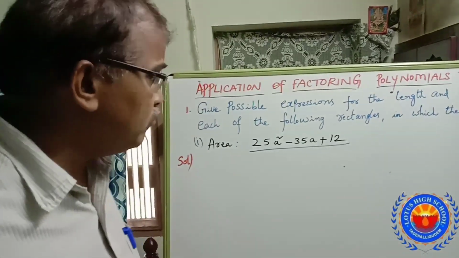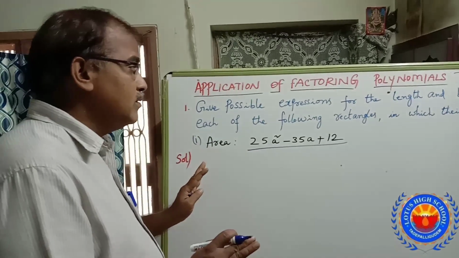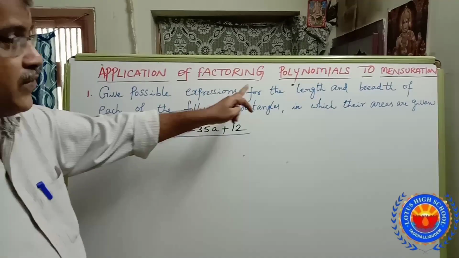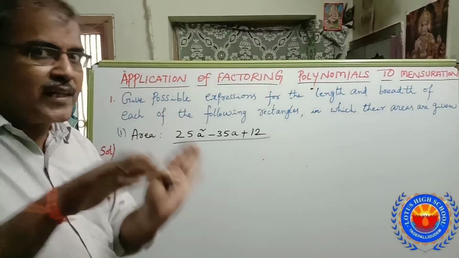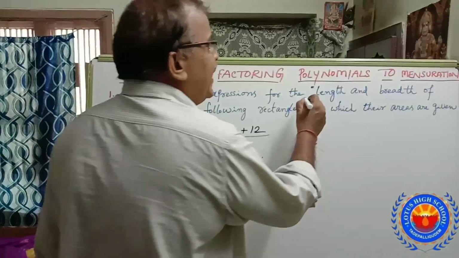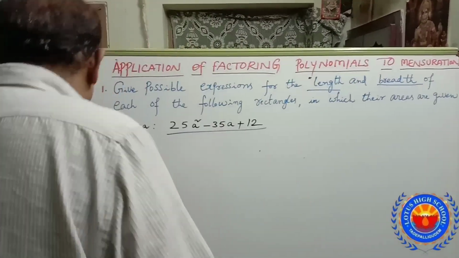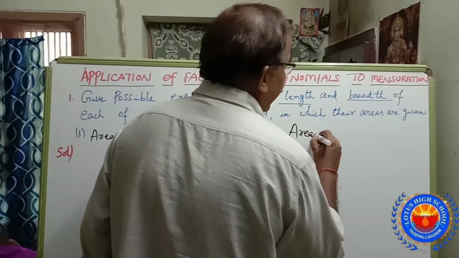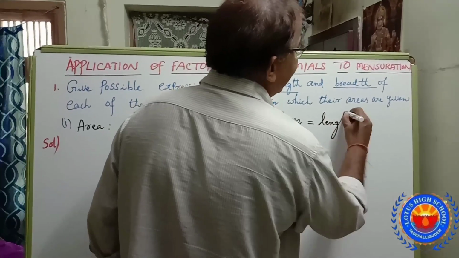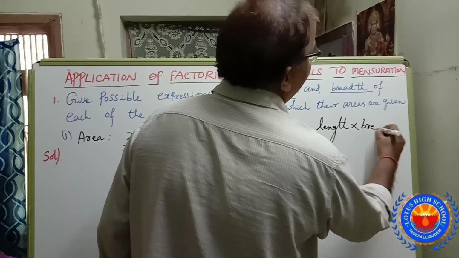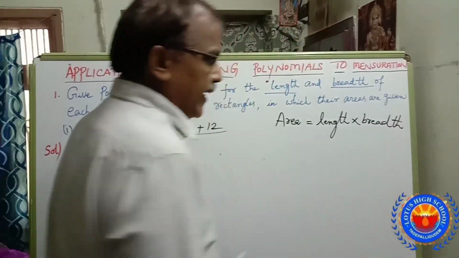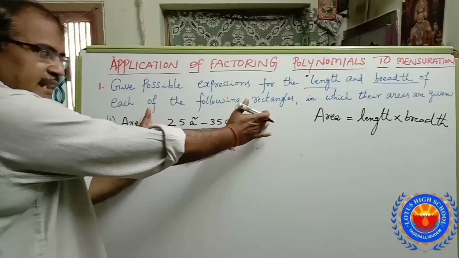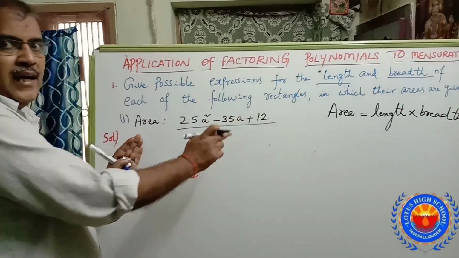Now, how to find the length and breadth? Give possible algebraic expressions for the length and breadth. Length will be and breadth will be. Actually, what is the area of the rectangle? Area of the rectangle formula: area is length into breadth. Here, area is given. This is nothing but length into breadth.